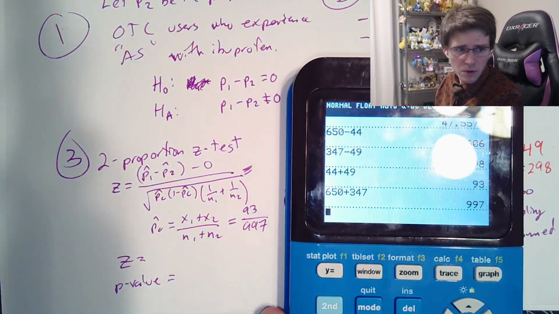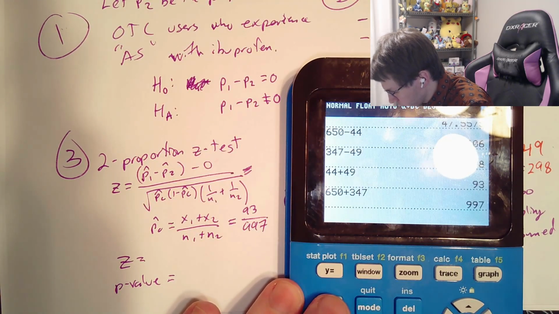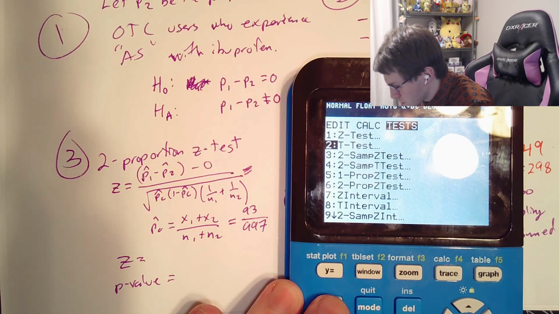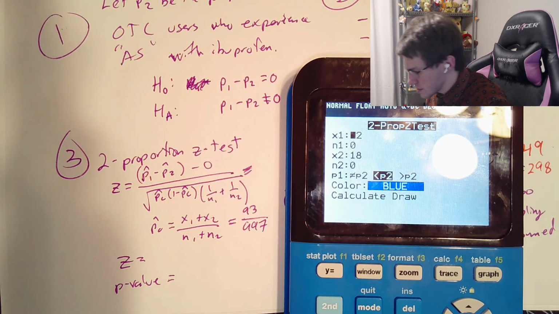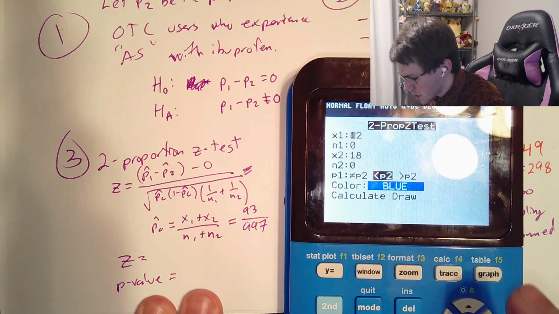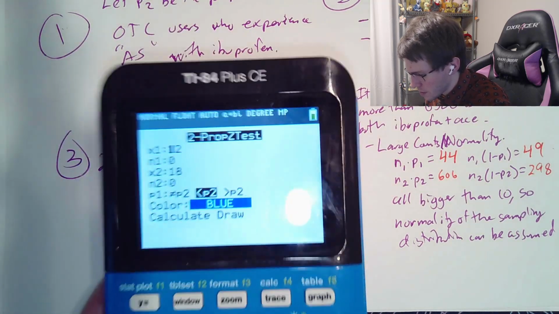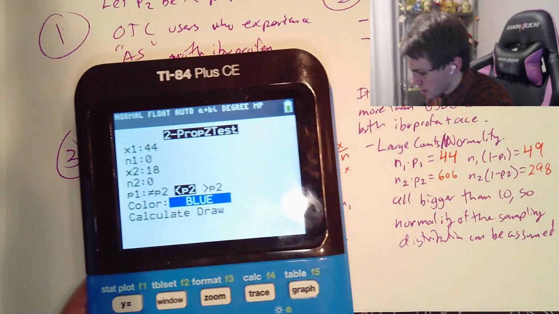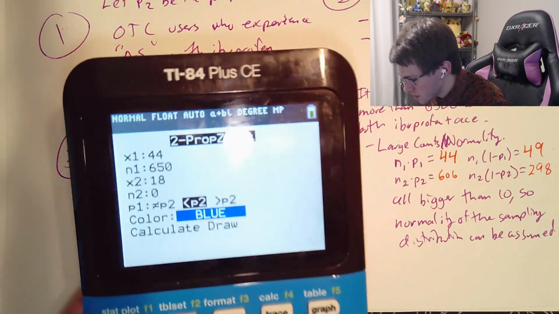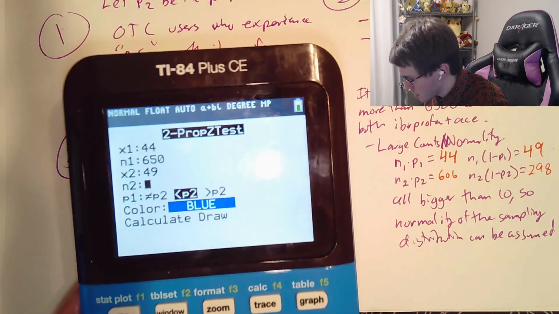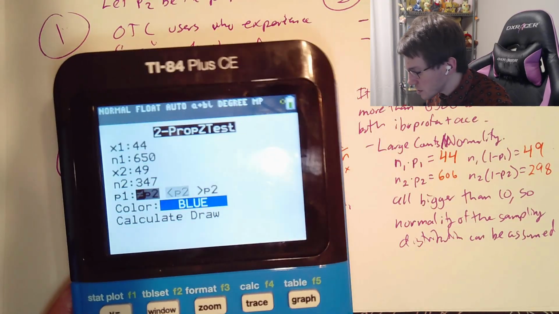All right, so now we're going to run our 2-proportion z-test. We're going to go tests, 2-proportion z-test. And our x1, we just wrote that down somewhere, right? 44. So we got 44. Our n1, our sample size, is 650. Our x2 is 49, and our sample size was 347. And this was a not equal to.